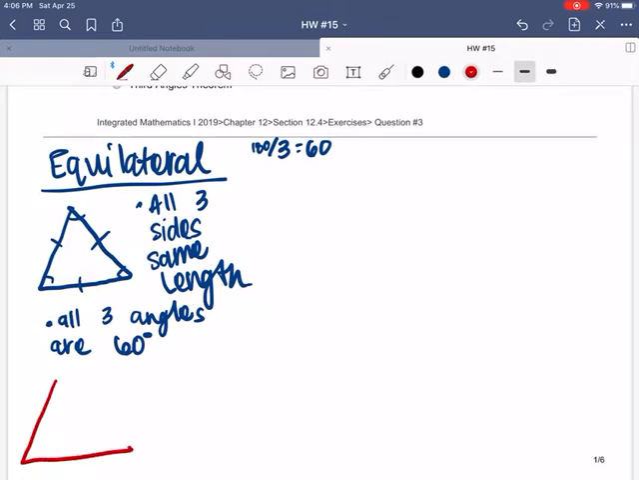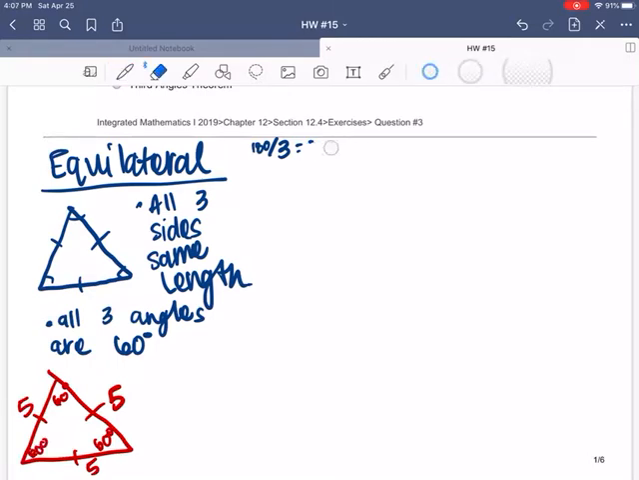So if I give you an equilateral triangle right here, let's pretend that's equilateral. Sorry, it doesn't look like it. So it's equilateral, and I tell you this side is 5. Then you know this side's 5, and this side's 5. And you know this angle's 60 degrees, this angle's 60 degrees, and this angle's 60 degrees.